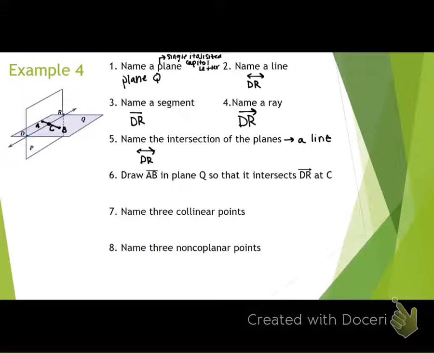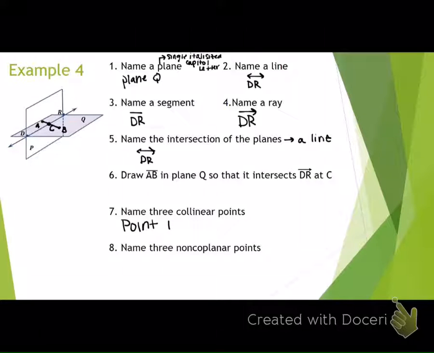Okay, now name 3 collinear points now that we have that. Mariah. D, C, and R. So point D, point C, and point R. Capital letters, the word point in front of it.